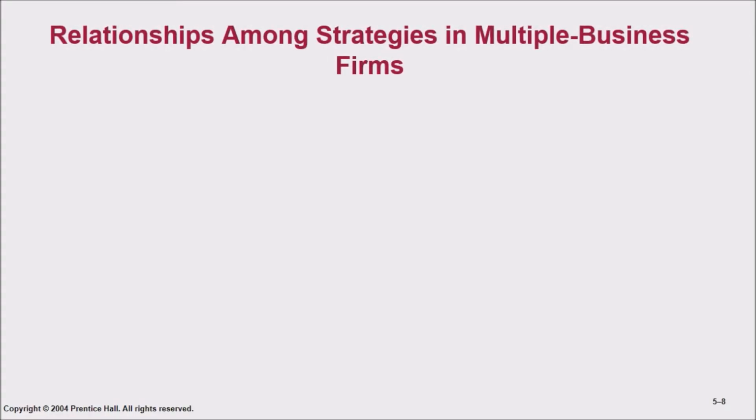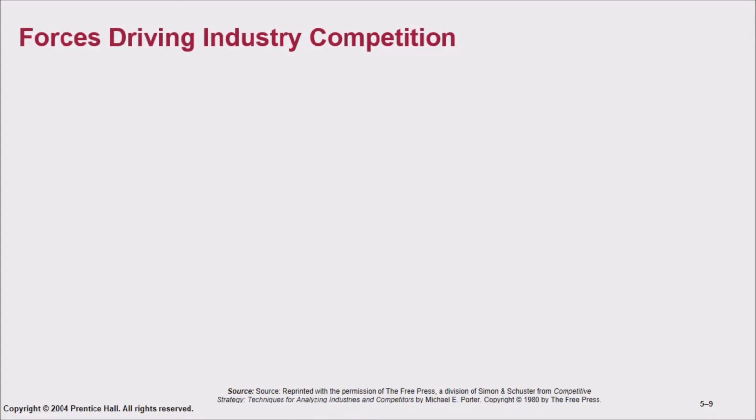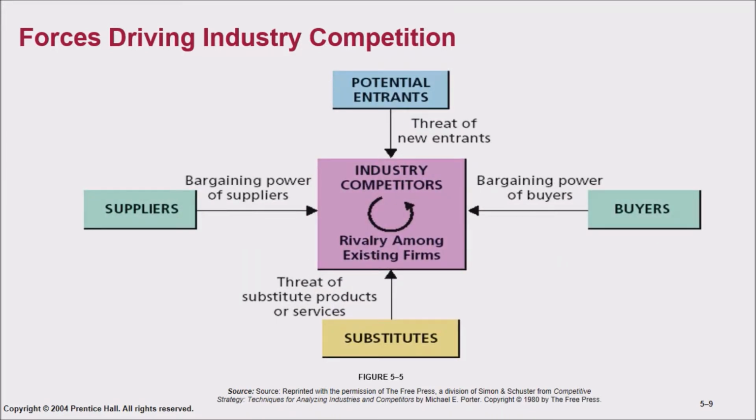Relationships among strategies in multiple business firms. Competitive strategies of Disney Corporation are: Disney Films, theme parks, and ABC Network. Functional strategies of Disney Films are: sales, human resources, and manufacturing. Forces driving industry competition. Following are the forces driving industry competition: suppliers, substitutes, buyers, and potential entrants.